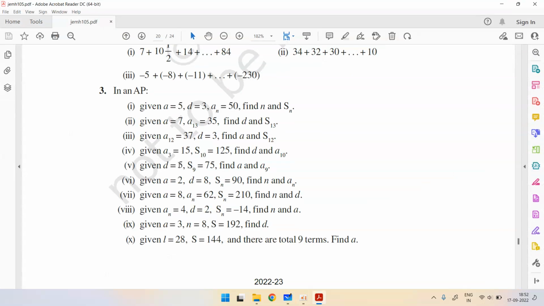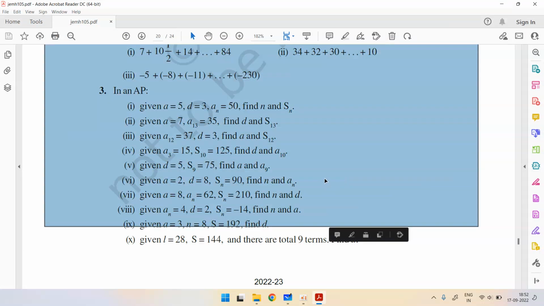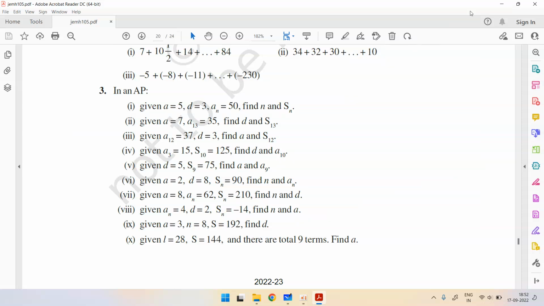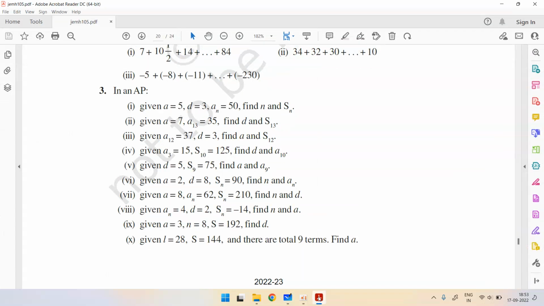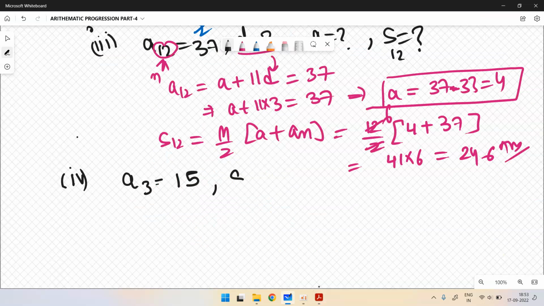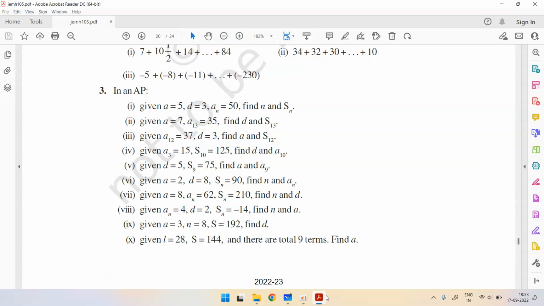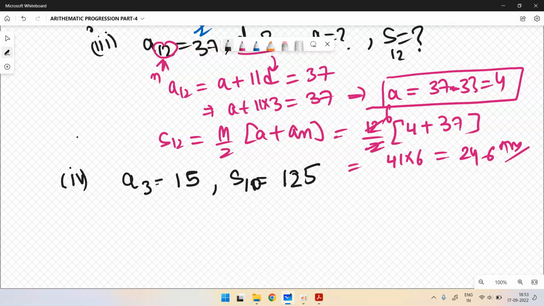Now fourth, what is fourth? Fourth is given a3 is this, S10 is this, find a and d and a10. a3 is 15, it is given that a3 is 15, and S10 is 125, S of 10 is given to be 125. And what you need to find is d and a10.